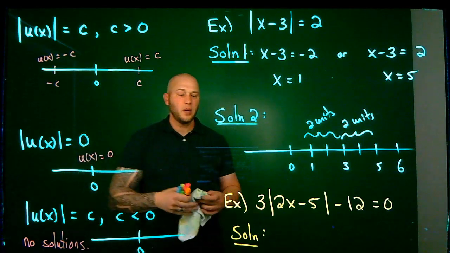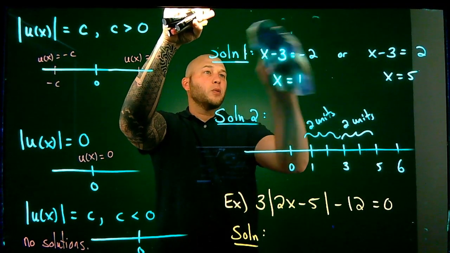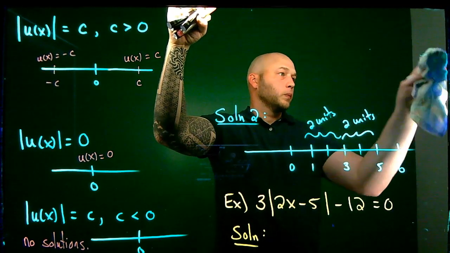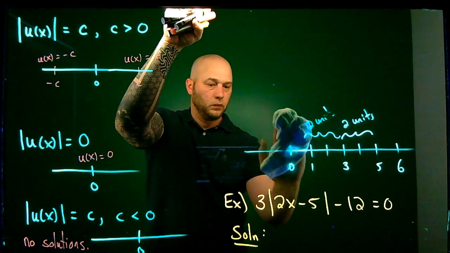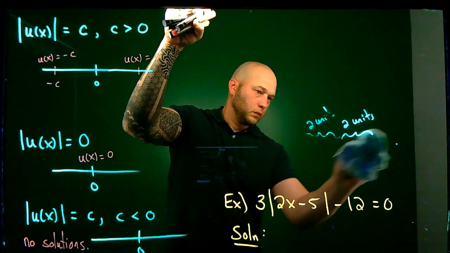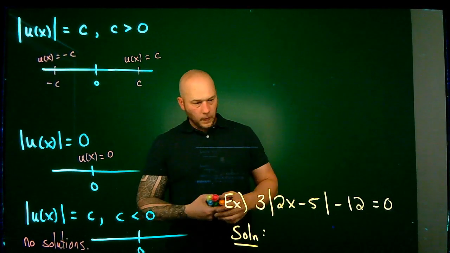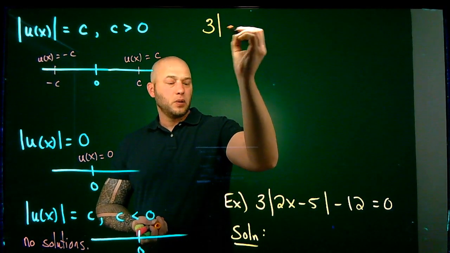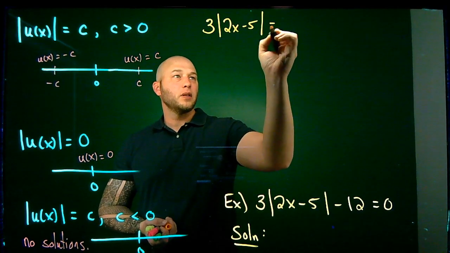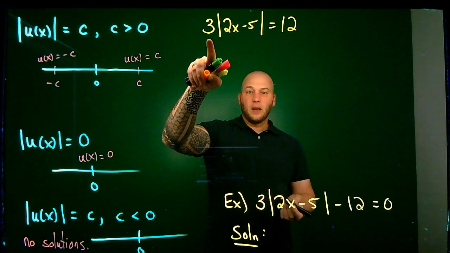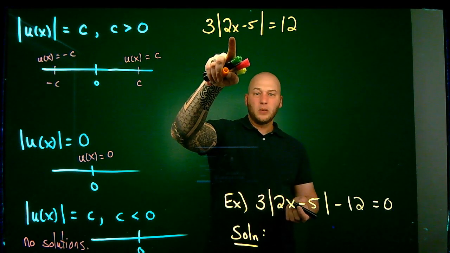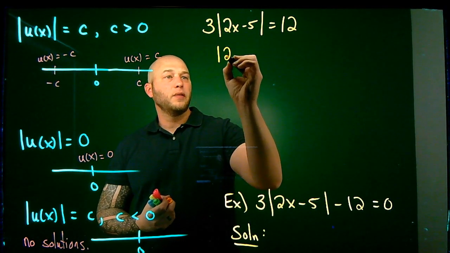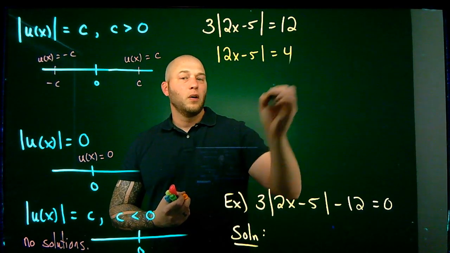Okay, let's go ahead and do that. I want to leave these 3 cases up here, so I'll go ahead and erase what I have in this previous example. To isolate this, first thing I'll do is I'll add 12. That would give me 3 absolute value of 2x minus 5 is equal to 12. Then I got to get rid of this 3, and since this is 3 multiplied by the absolute value, I'll use the inverse operation, which is division with the same number. Therefore, divide both sides by 3, and I get the absolute value of 2x minus 5 is equal to 4.